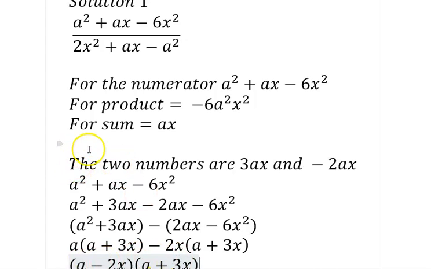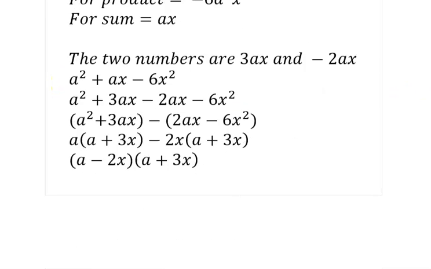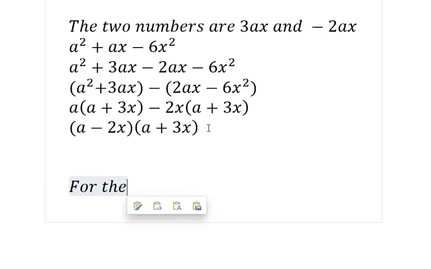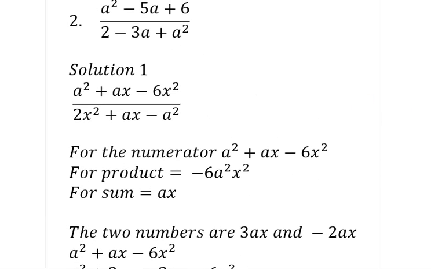So let's do for the denominator. Then we can round up our calculation. Awesome. So for the denominator, let's bring it out, then we'll factorize as well. This is it.